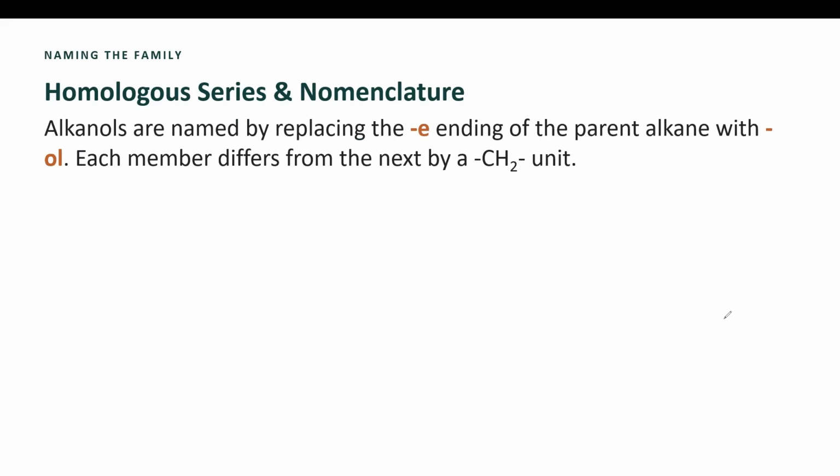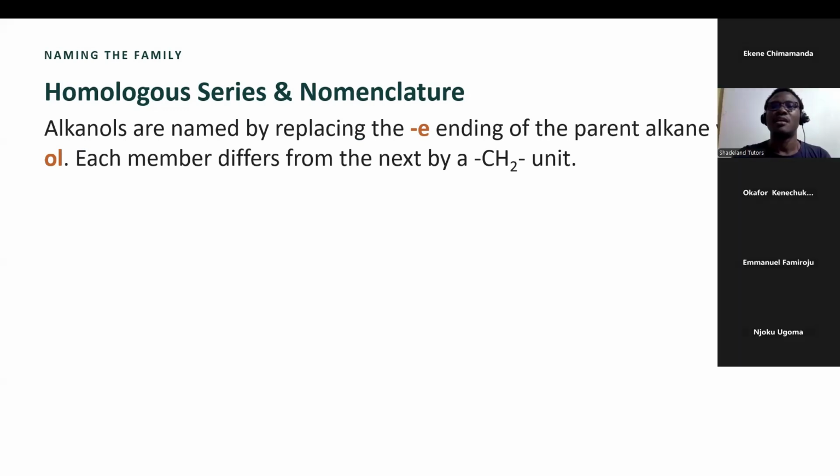Ekene? Yes, sir. Yeah, please read this again. Homologous series and nomenclature. Alkanols are named by replacing the E ending of the parent alkane with OL. Each member differs from the next by a CH2 unit.